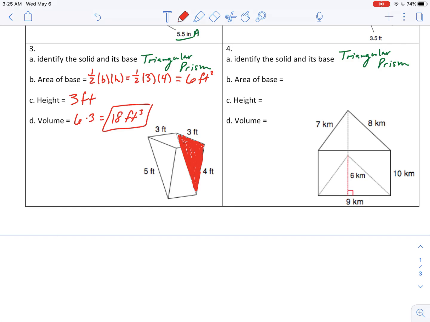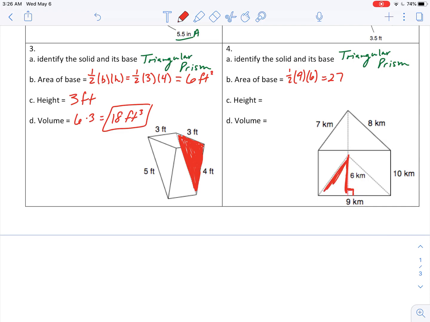And last but not least here, area of the base. Again, we're looking for that right angle. So 6 and 9 make a right angle. So 1/2 base times the height, which is 27.